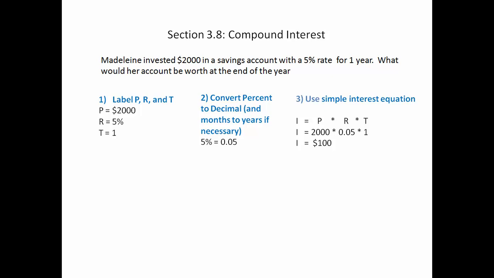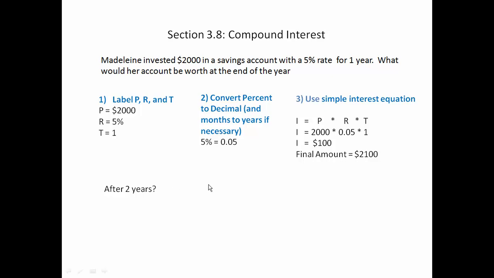This $100 is just her interest. It's the I. That's the extra that she got. To find what they're asking for, we need to add that interest back to the principal. She'll have $2,100 at the end of the year. That's known as the final amount or final value, sometimes the total value or maturity value.